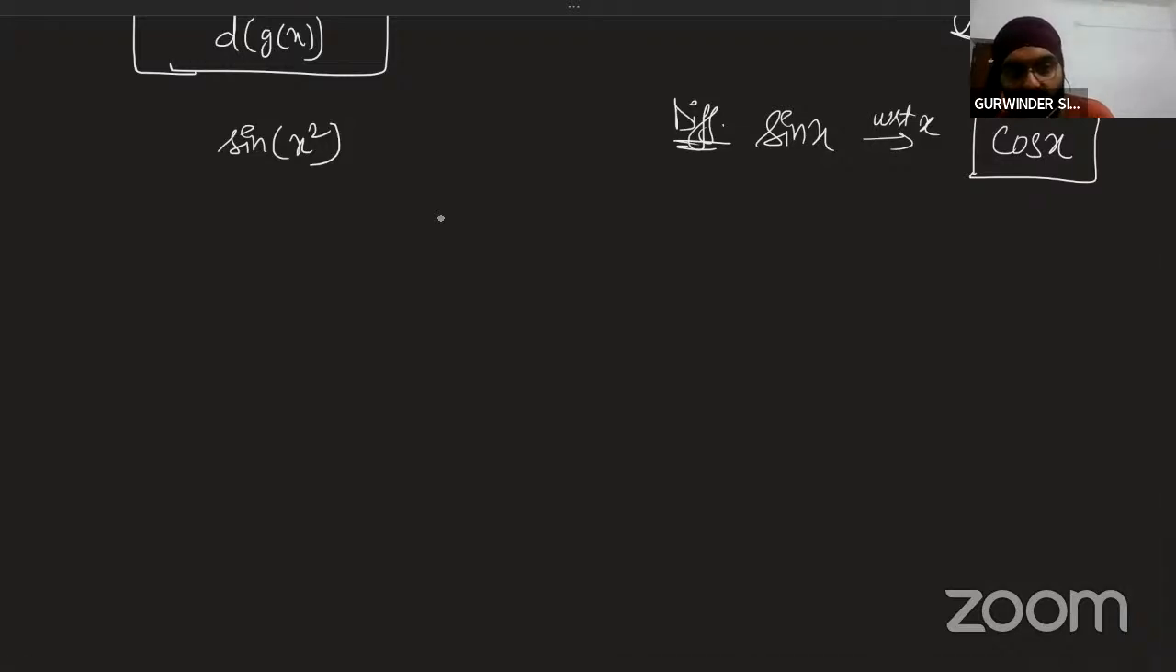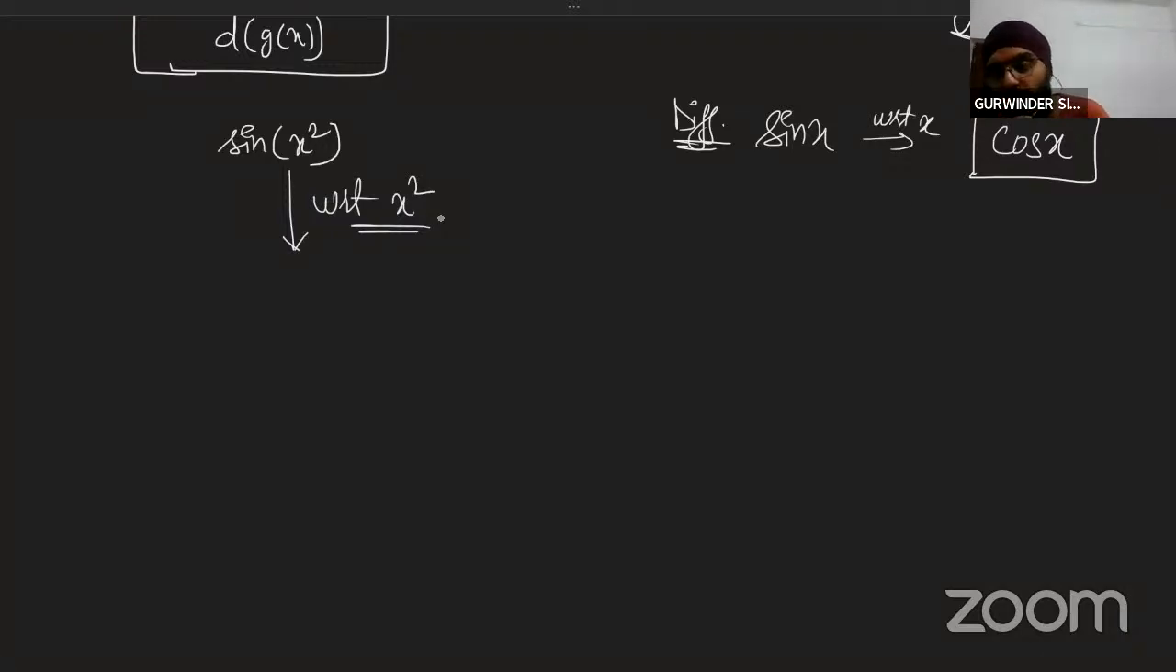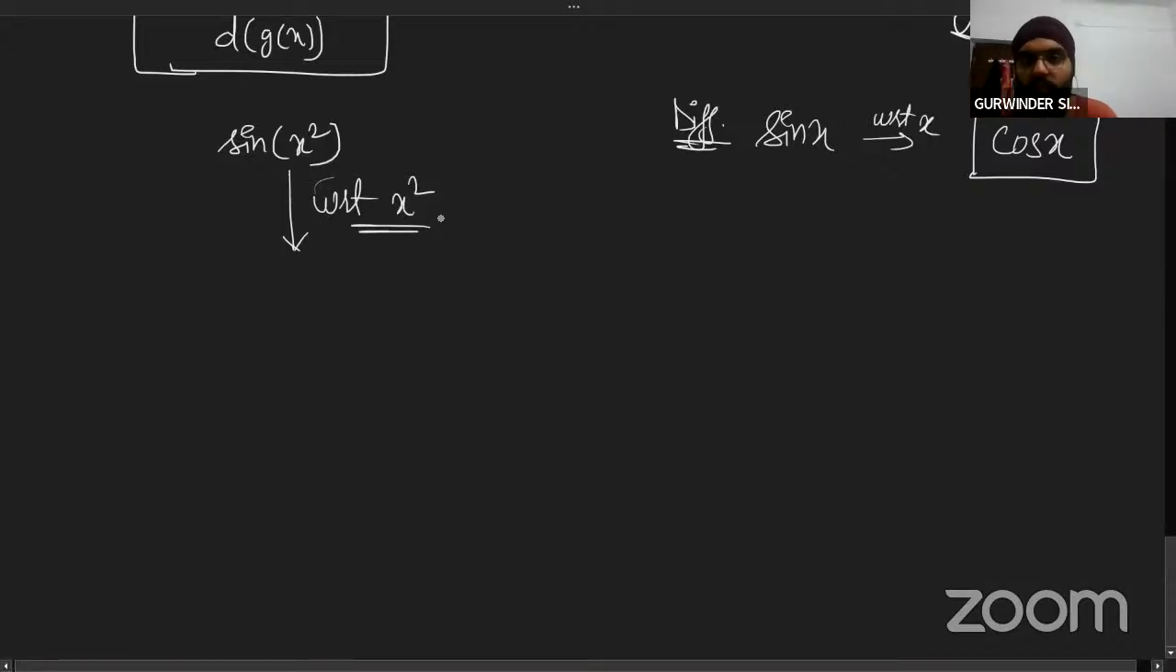So similarly, if I ask you to differentiate sine of x square with respect to x square, see, earlier it was x and we were differentiating with respect to x only, so we get the answer cos x. Now we have sine x squared, and we are differentiating with respect to x square only. What will happen here? Tell me.